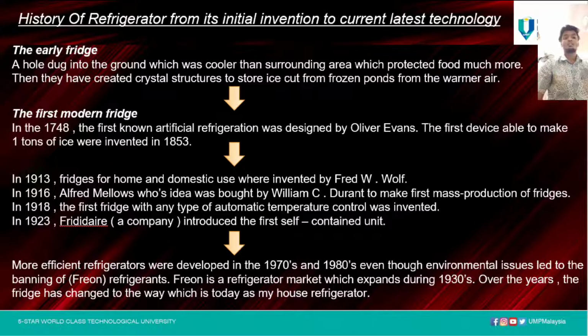Five years on, in 1923, Frigidaire, a company, introduced the first self-contained unit, while more efficient refrigerators were developed in the 1970s and 1980s, even though environmental issues led to the banning of Freon refrigerants. Freon is a refrigerant which expanded the market during the 1930s. Over the years, the fridge has changed into what it is today as my house refrigerator.